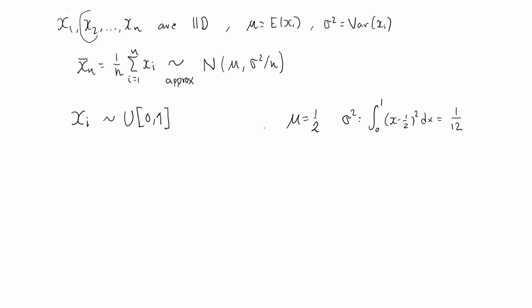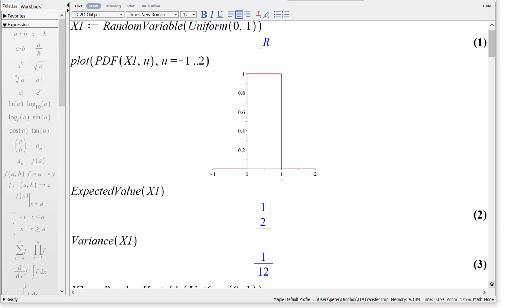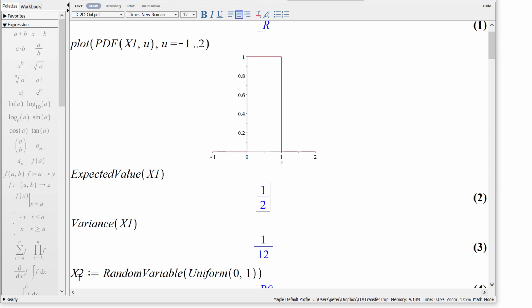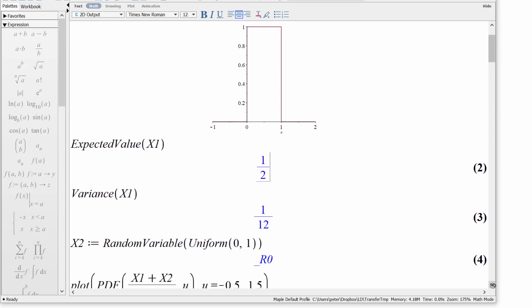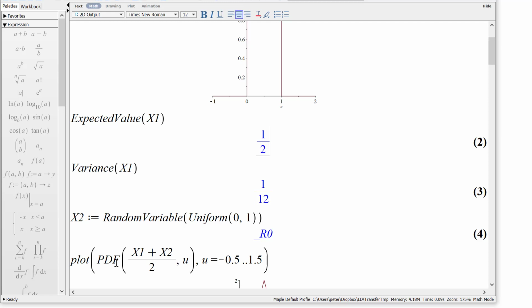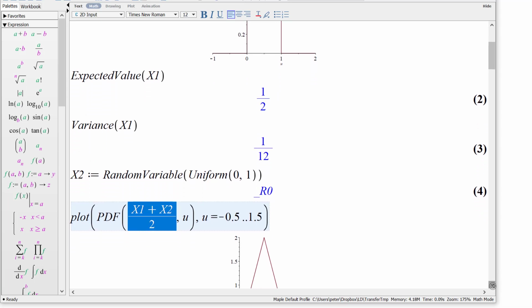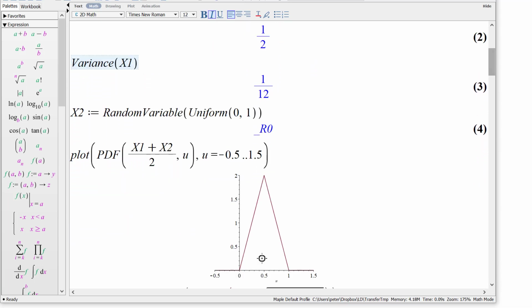So I'll create my second one, x2, also as a uniform, and then I can look at the mean of these two. So that's what I'm doing here. I'm defining my x2 also as a uniform 0, 1. And now I want to look at the PDF of the average of these two. So here I've done PDF plot. This is the average of x1 and x2. And what we see is that the average has this triangular shape.